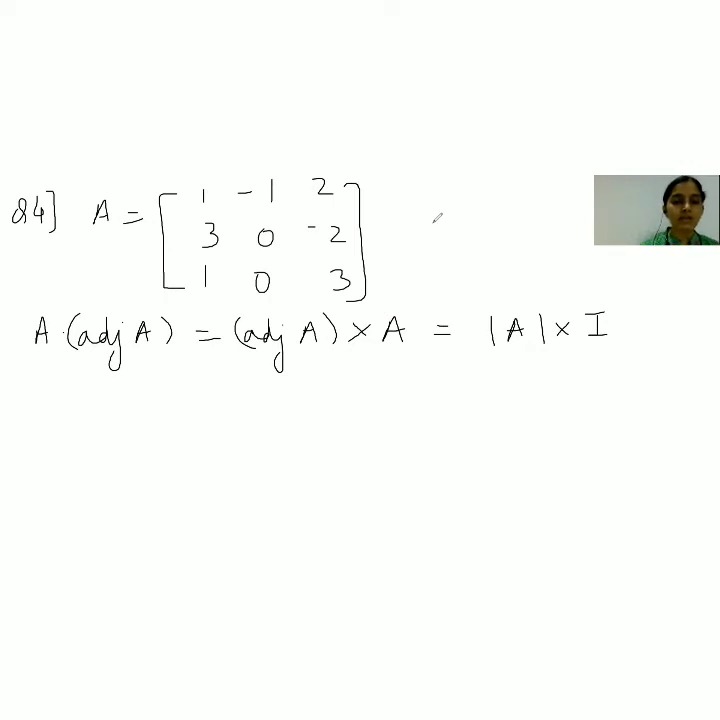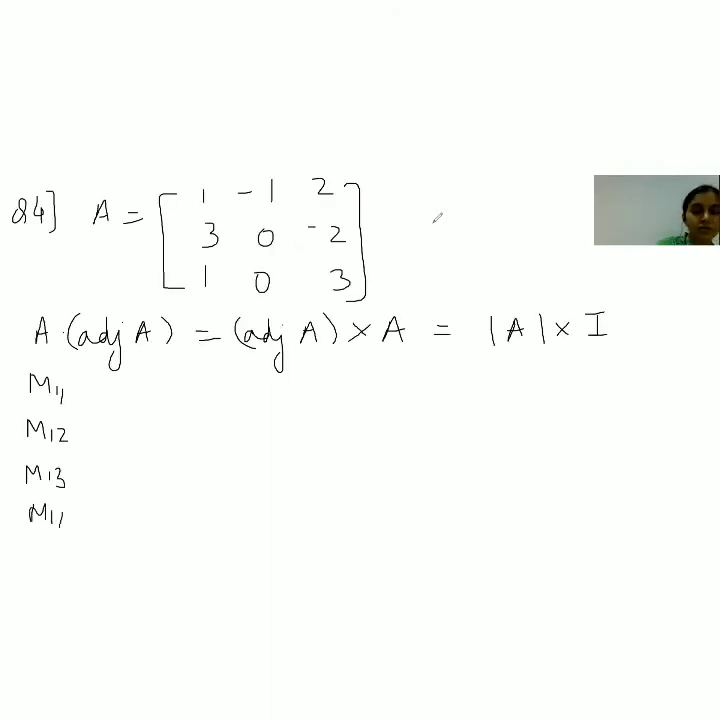Then the cofactors, and then its matrix. And then the last step is the adjoint of A. Okay, so let us begin. Minors will be M11, M12, M13, M21, M22, M23, M31, M32, and M33. Okay, these are our 9 elements, and we are going to find their minors.